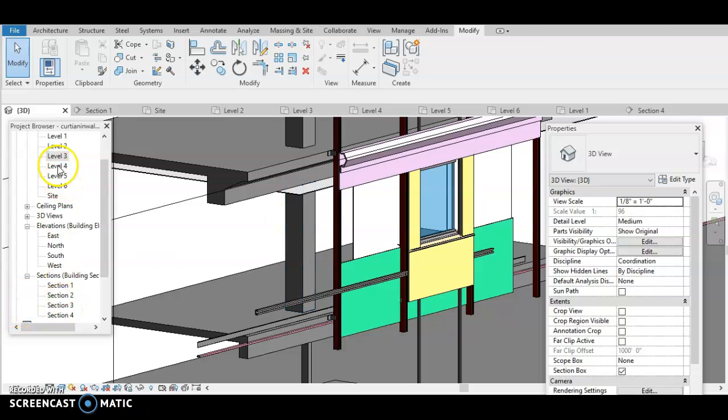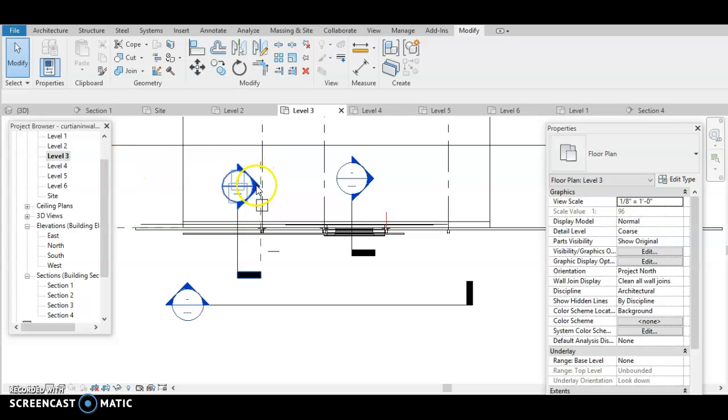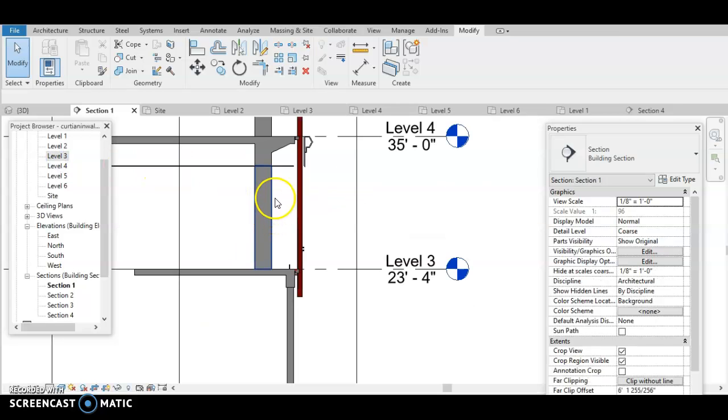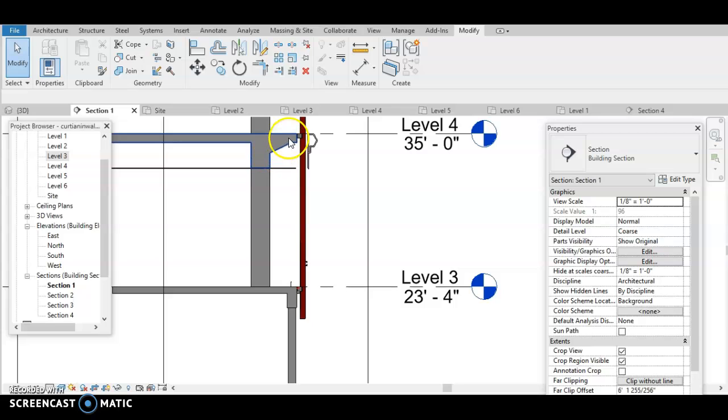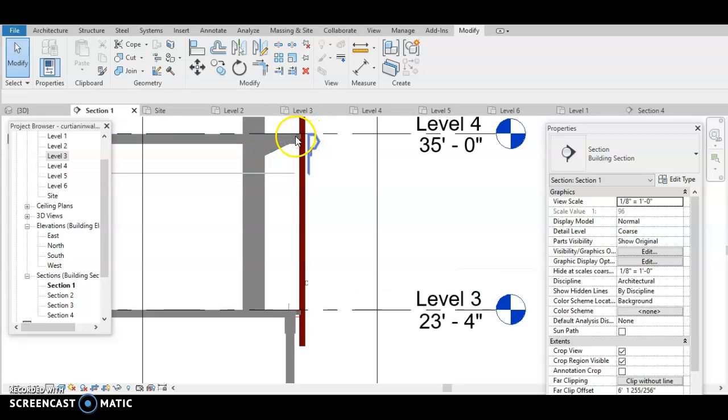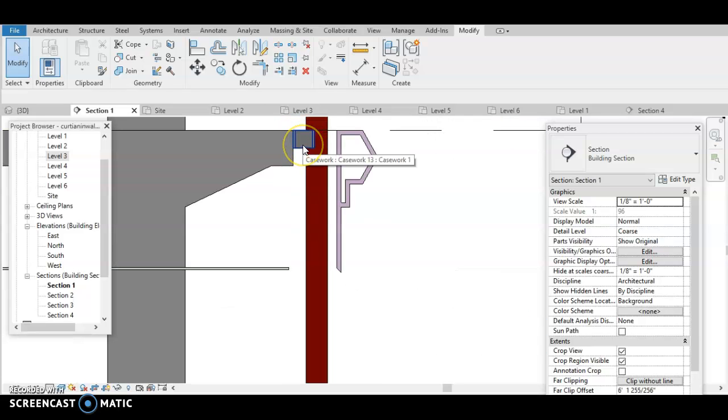So I'm going to go to level 3. I'm going to go through this section so you can see that I kept my structure away. Now I can keep my structure away just a little bit, about 4 or 5 inches, or about 2, 3, 4 inches, 4 feet, and cantilever my structure and connect with these angles.